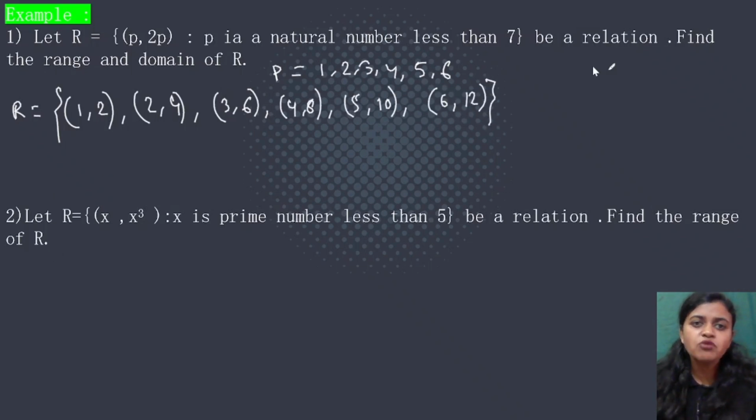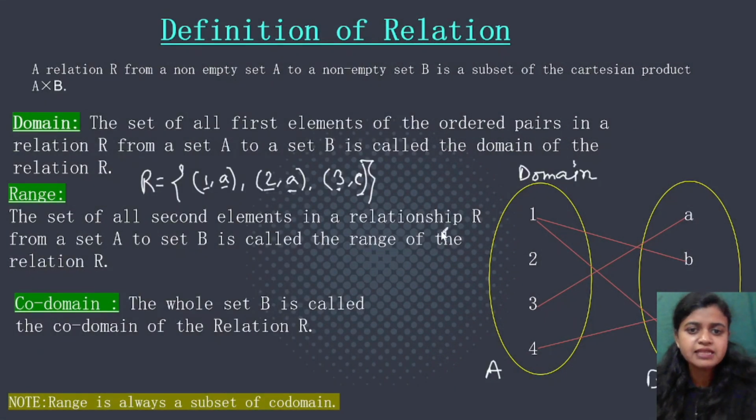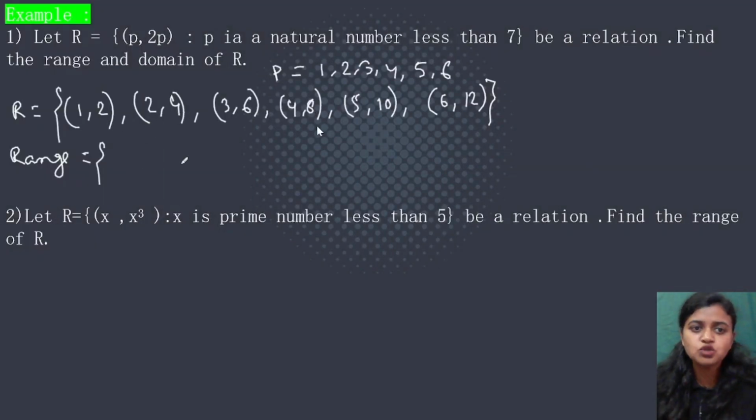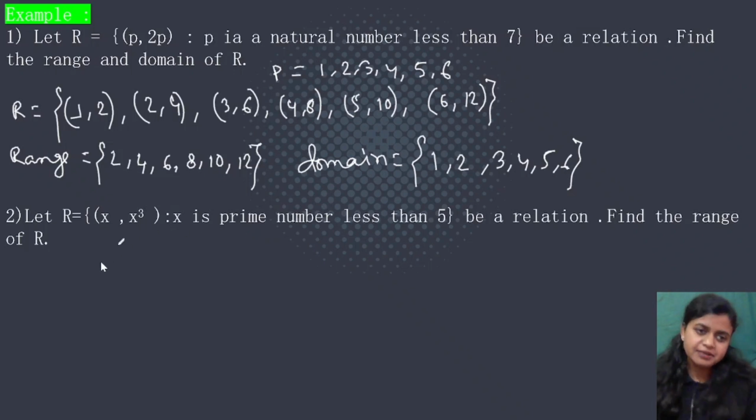Now we have to find the range and domain. First we will find the range. From the previous slide we know the range is the set of all second elements in the relation R. So these are 2, 4, 6, 8, 10, 12, the range of this relation R. And domain is the first elements: 1, 2, 3, 4, 5, 6. This is the domain of the relation R.